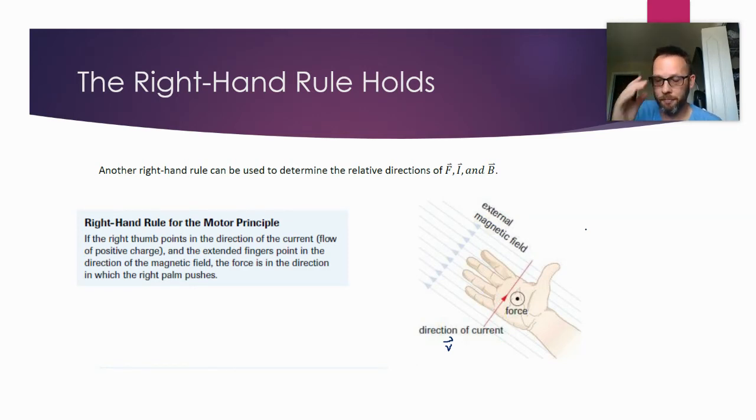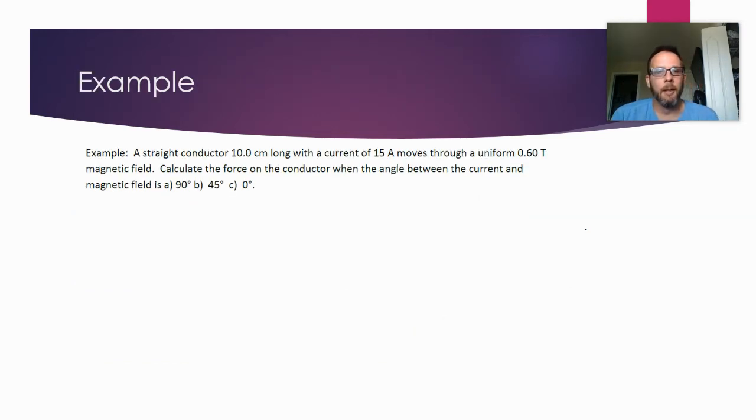So let's do an example, and look at something we haven't really discussed, which is varying the angle a little bit. Here we have a straight conductor, 10 centimeters long, with a certain current, and it moves through a uniform 0.6 Tesla magnetic field. We're going to find the force on the conductor when the angle between the current and the magnetic field is 90 degrees, 45 degrees, and 0 degrees.